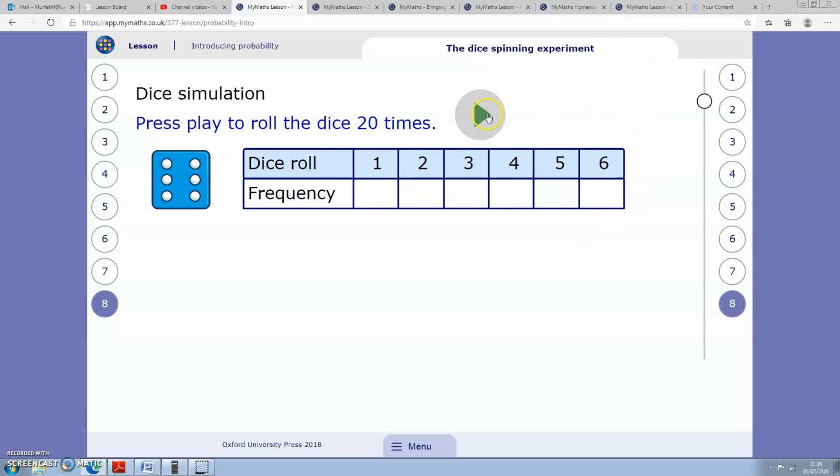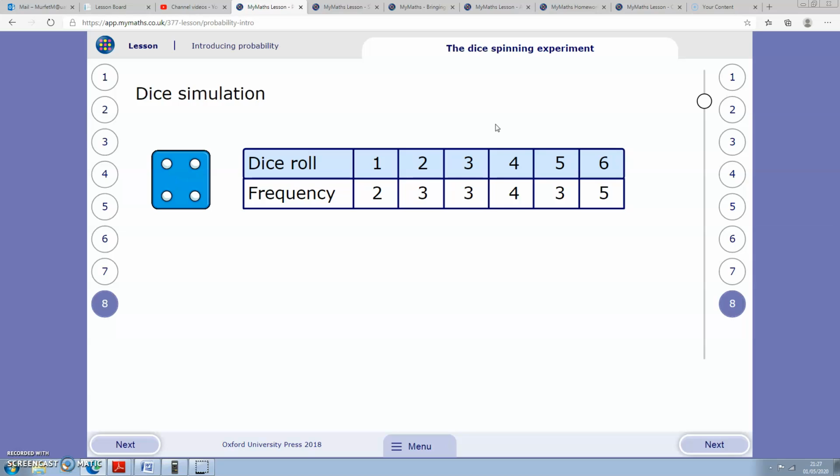Okay, I might have a chance just to do this. Let's see if we can roll this 20 times. This one does go a little bit quicker. Okay, so that's rolling the dice 20 times and it's recording the number of each of the outcomes. So, that's my outcomes. Look at the frequencies of the scores. I've got 2 1s, 3 2s, 3 3s, 4 4s, 3 5s, 5 6s.